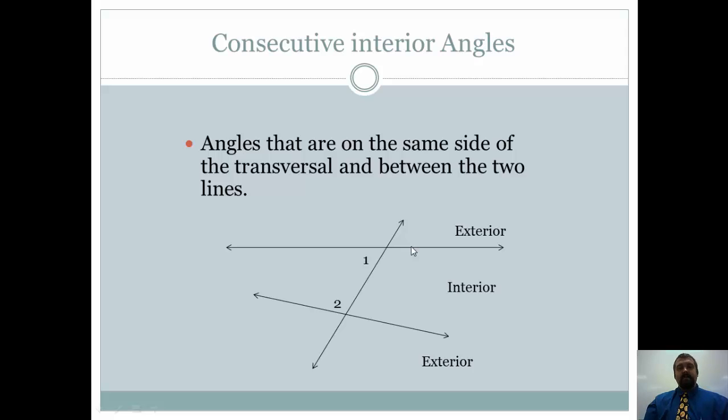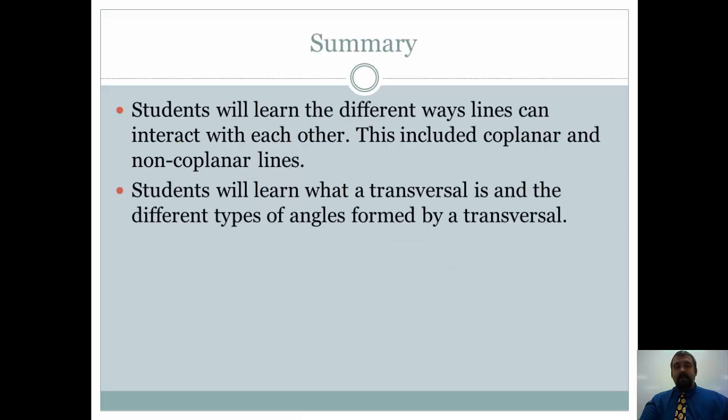Consecutive interior: interior again is between the two lines. Consecutive now means same side of the transversal. So angle 1 and angle 2 here are on the same side of the transversal and on the interior, consecutive interior angles. Angle 3 and angle 4 is also another pair.